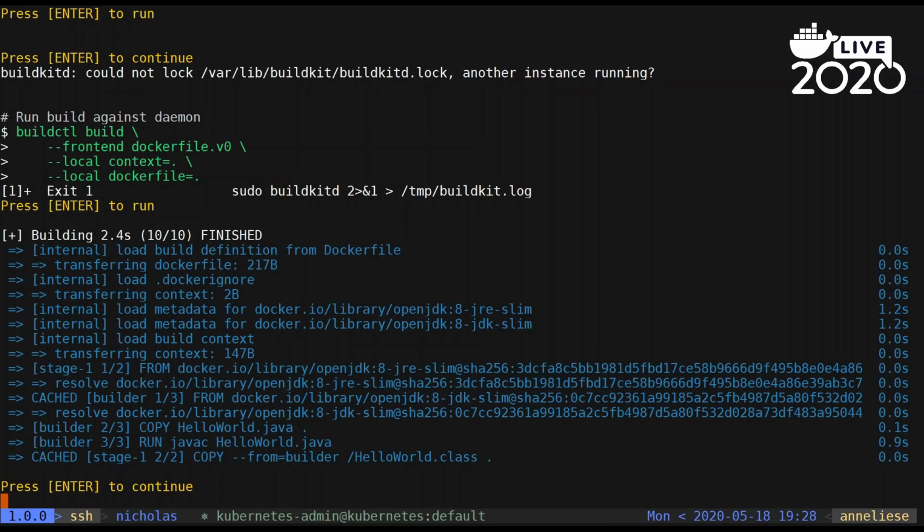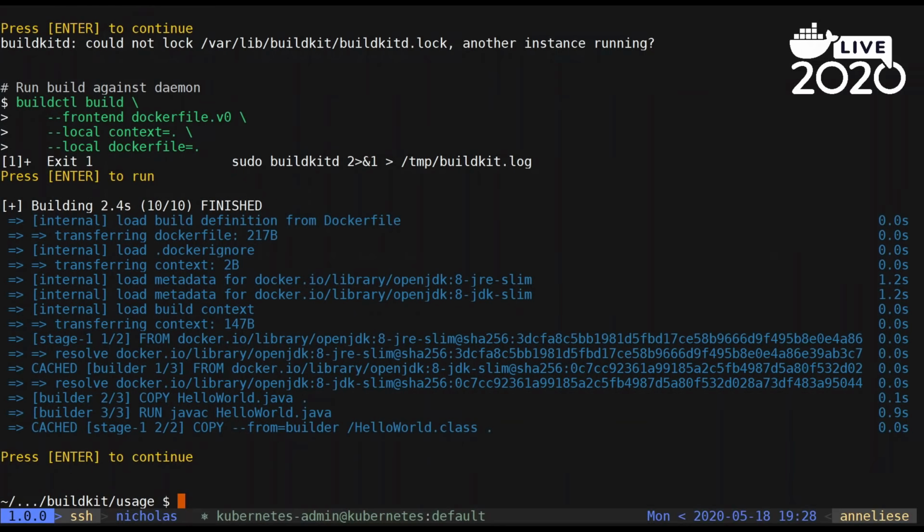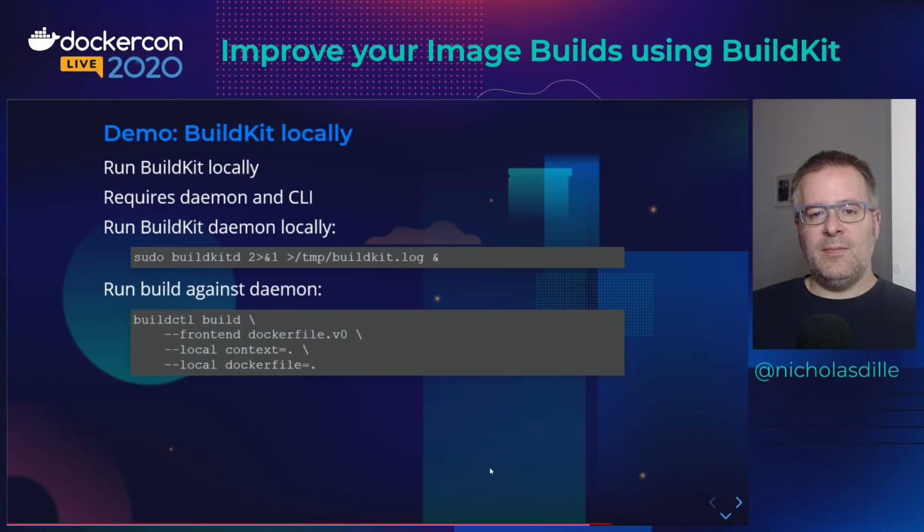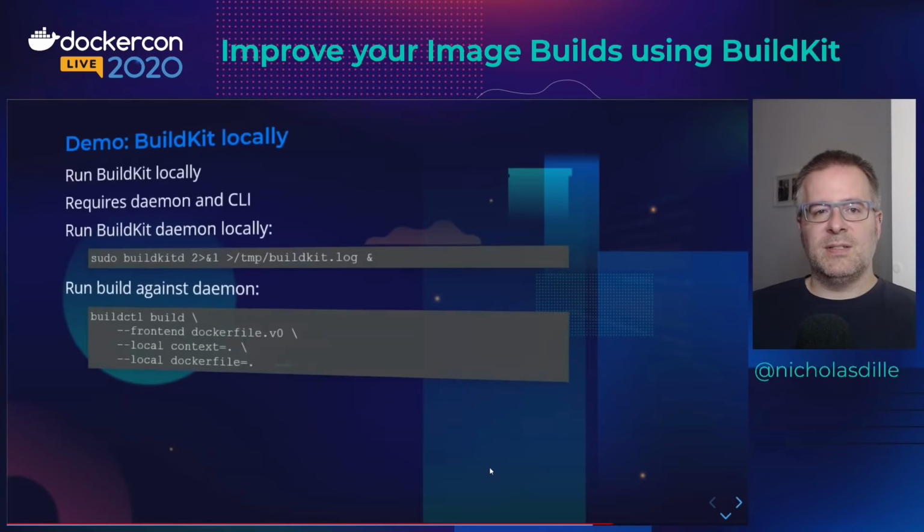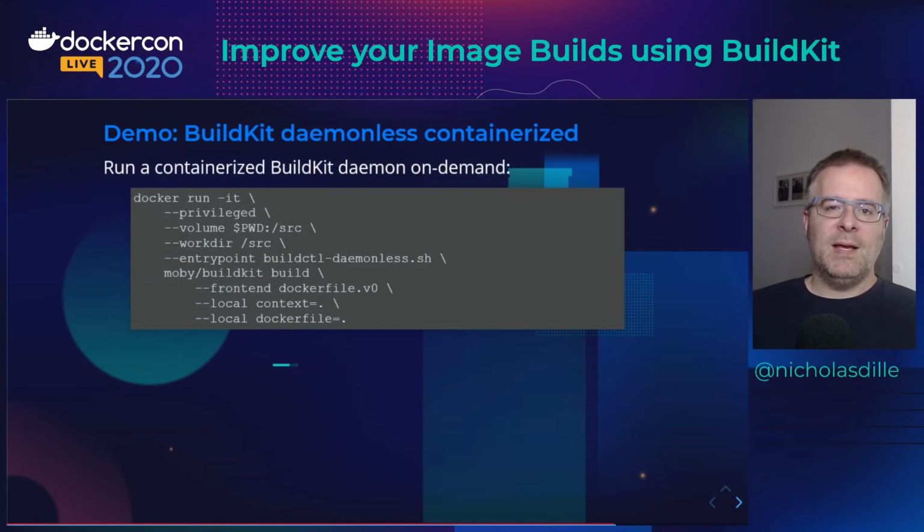So this is a way of running BuildKit locally. You start the daemon and then you can run an image build against it. Now, for the second one, I told you that there's a script to run BuildKit Daemonless, so a way of not having to start the daemon explicitly. So let's take a look at this.